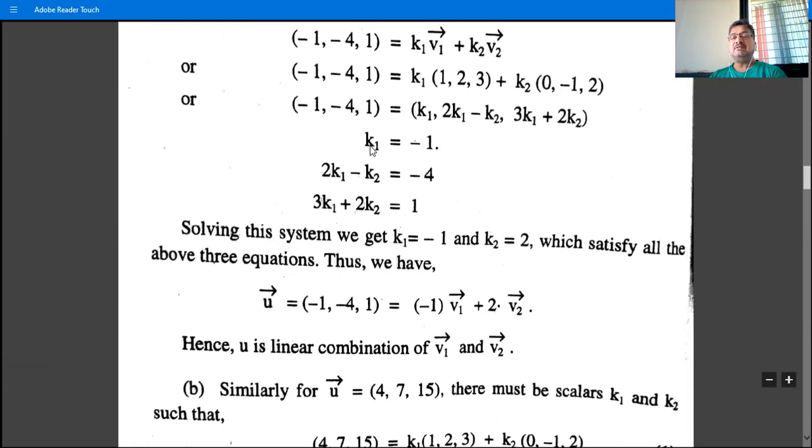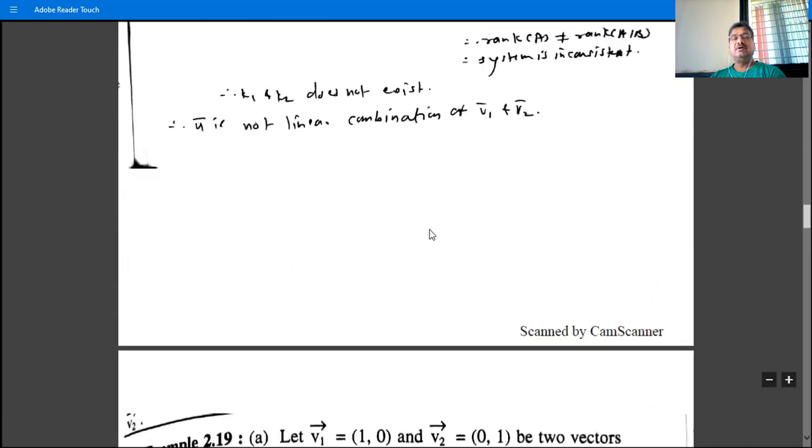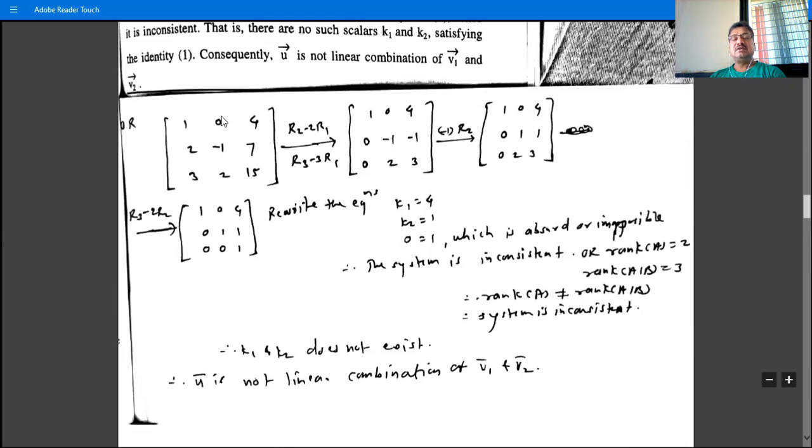What is the augmented matrix? The coefficient of K1 is 1, the coefficient of K2 is 0, and it is equal to -1. That means the first row of the augmented matrix is 1, 0, -1. Then the second row is 2, -1, -4. The third row is 3, 2, 1. We have a matrix like this, of 3 by 3 order.